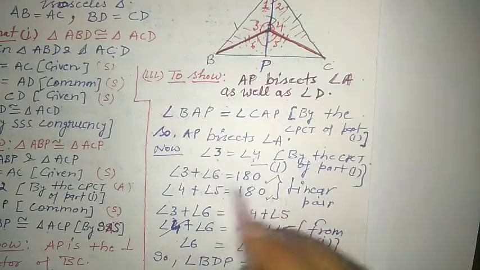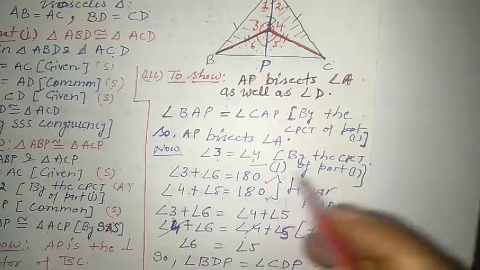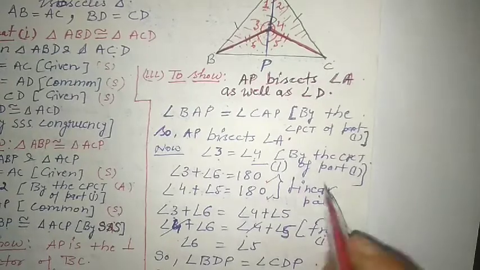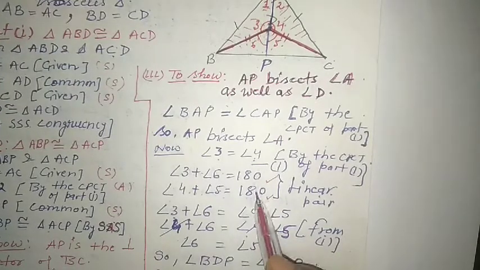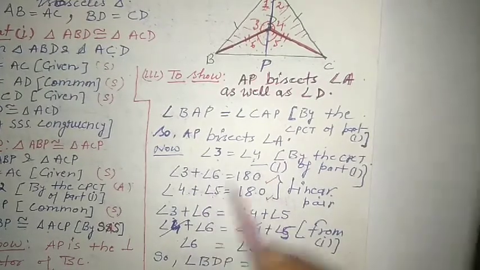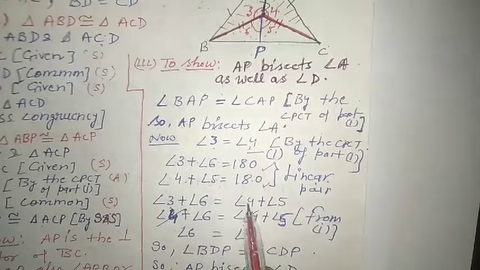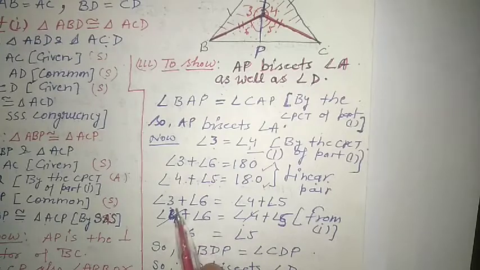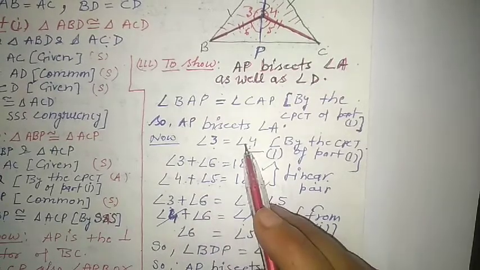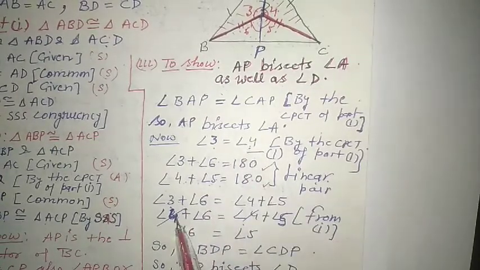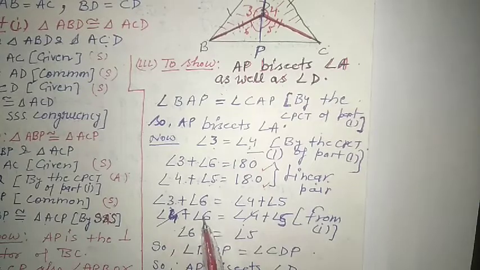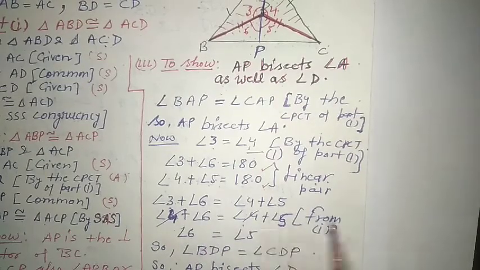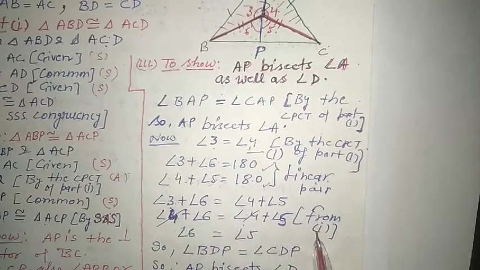Angle 3 plus angle 6 is 180, and angle 4 plus angle 5 is equal to 180 because of linear pair. So these two right sides are equal, so the left sides will also be equal. So angle 3 plus angle 6 is equal to angle 4 plus angle 5. Now angle 3 is equal to angle 4, so we can replace 3 by 4, keeping 6 as it is, 4 as it is, and 5 as it is. This we have taken from the first part.